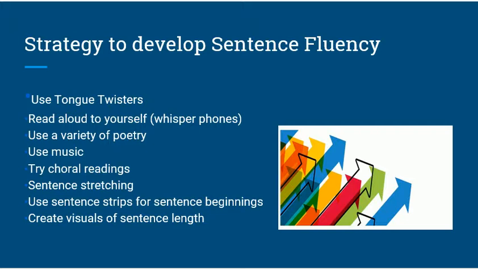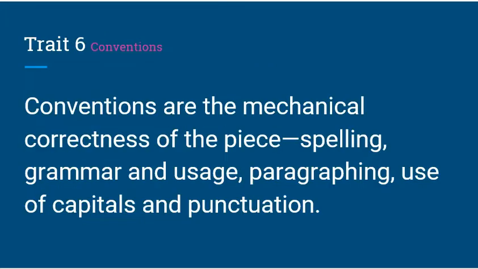The strategy is to use tongue twisters that will help you read aloud to yourself. Use a variety of poetry, use music, try choral reading, sentence stretching, use sentence strips for sentence beginnings, create a visual of sentence length. Next one, the sixth one, is conventions.